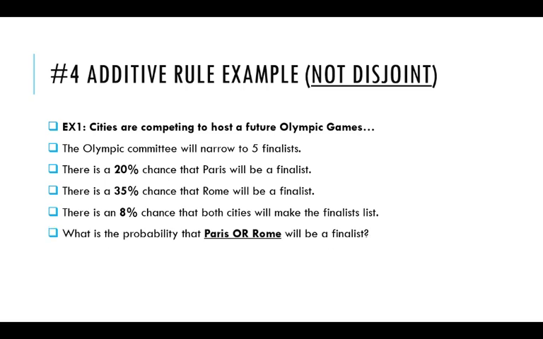So we want to know, what is the probability that Paris or Rome will be a finalist? In other words, the probability of Paris union Rome. All right? But that means or. So let's work this problem.